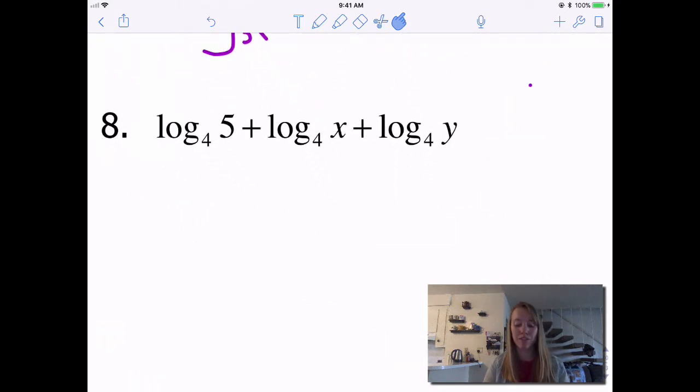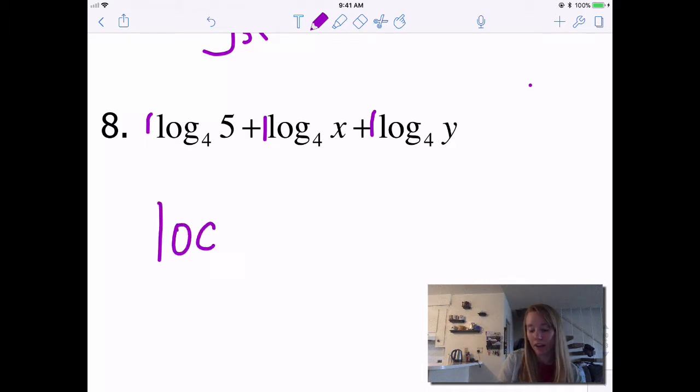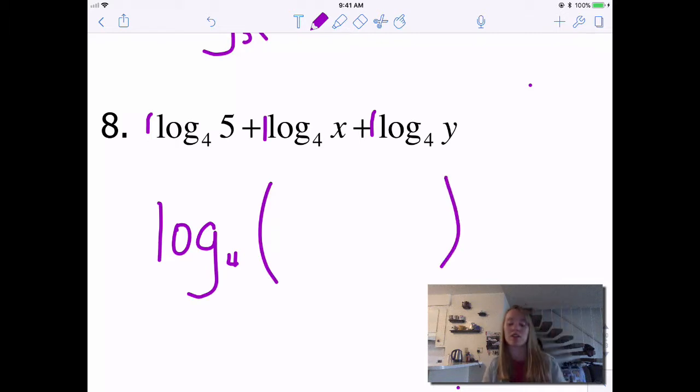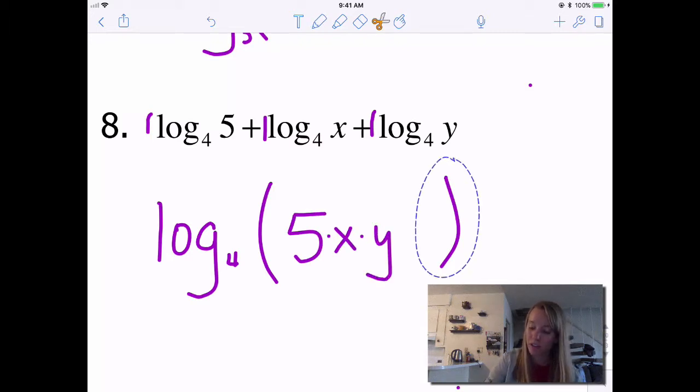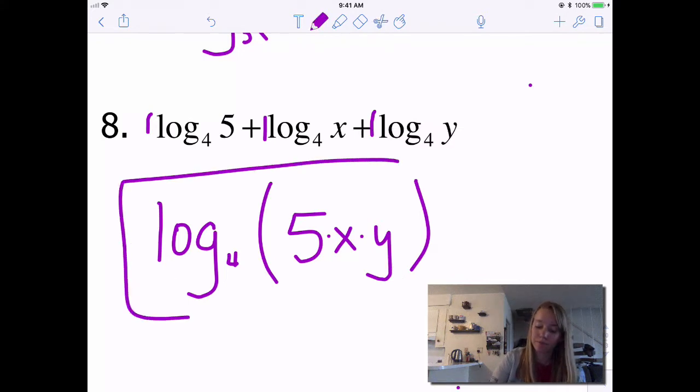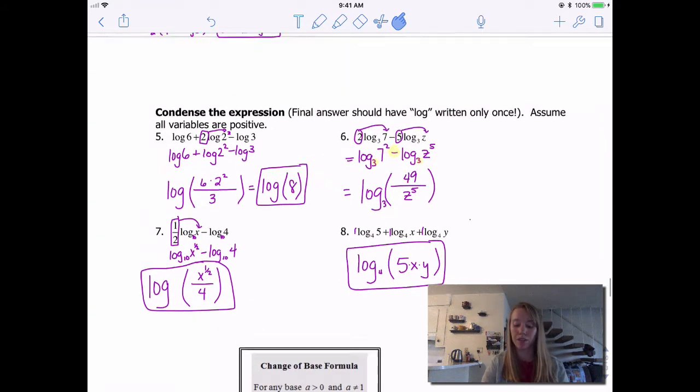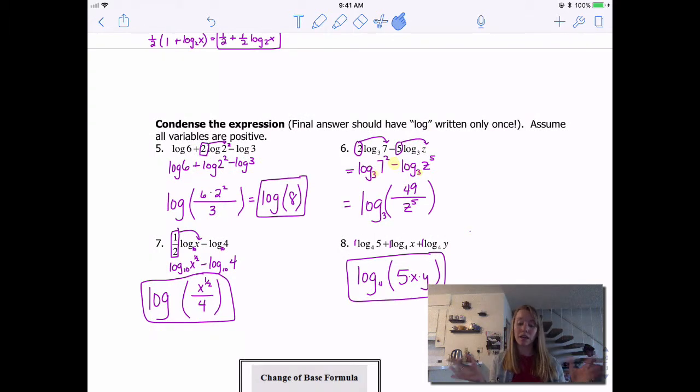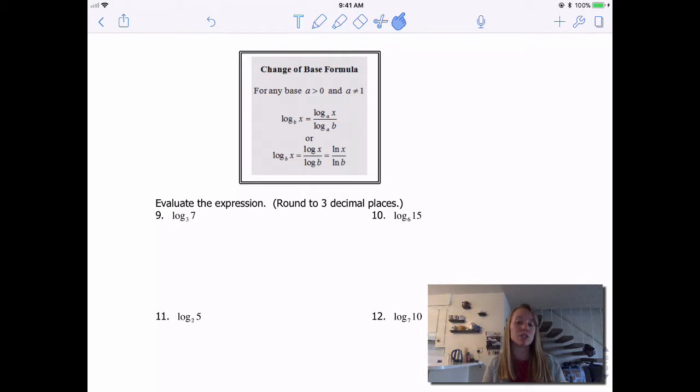And then I have log base 4 of 5 plus log base 4 of x plus log base 4 of y. I have no coefficients to bring up. They're all 1s. So I'm just really going to write log once, and it's all log base 4, and then decide how everything is related together. Since it's a plus, and a plus, I am just multiplying. So 5 times x times y. And that is my final answer. Okay, so condensing, again, I'm taking many logs, and I'm not done until I have my log written only one time.